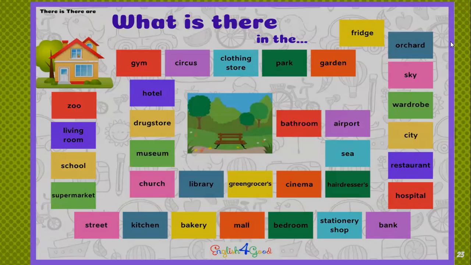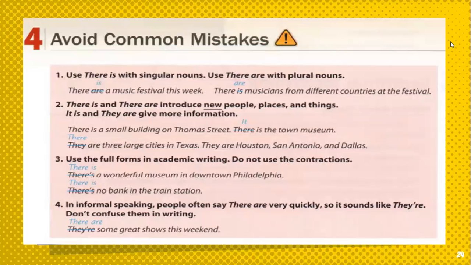Use is with singular nouns, and use are with plural nouns. This one is clear, yes? Number 2. There is and there are introduce new people, places, and things. It is and they are give more information. Number 3. Use the full forms in academic writing, but don't use the contraction, specifically when you write a report or summary, etc.